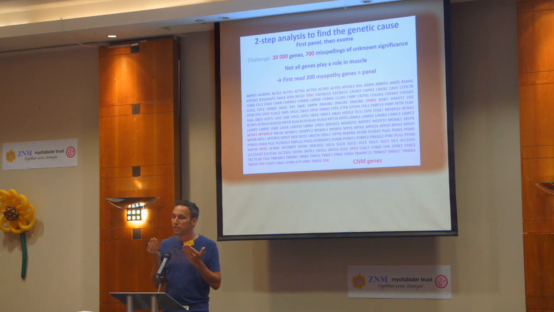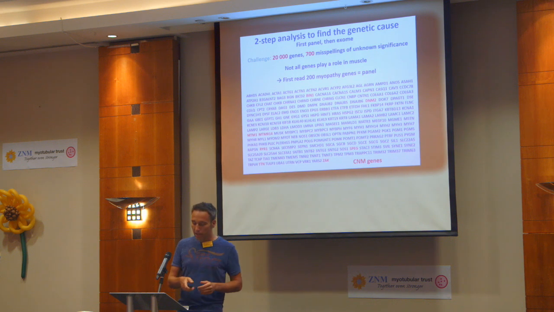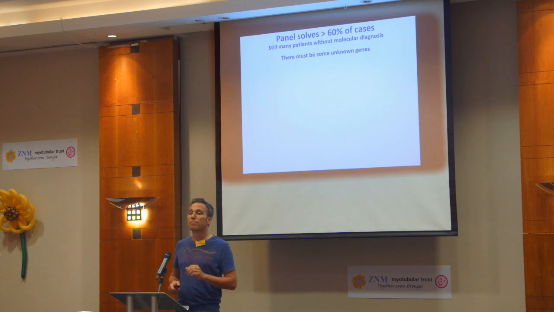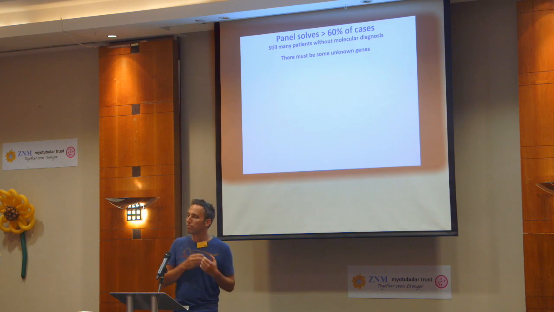And if we don't find any misspelling in these genes, then we go on to analyze the 193 other genes. This is currently our strategy, and it works quite well because it helped to solve more than 60% of the cases within a short time. What took years before, and many of you have experienced this, to get the molecular diagnosis, with this approach, for over 60% of the patients, takes only weeks.